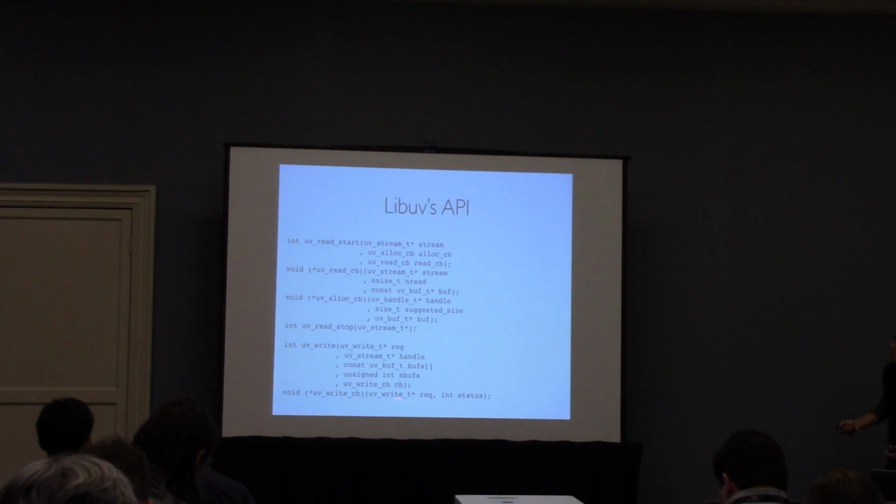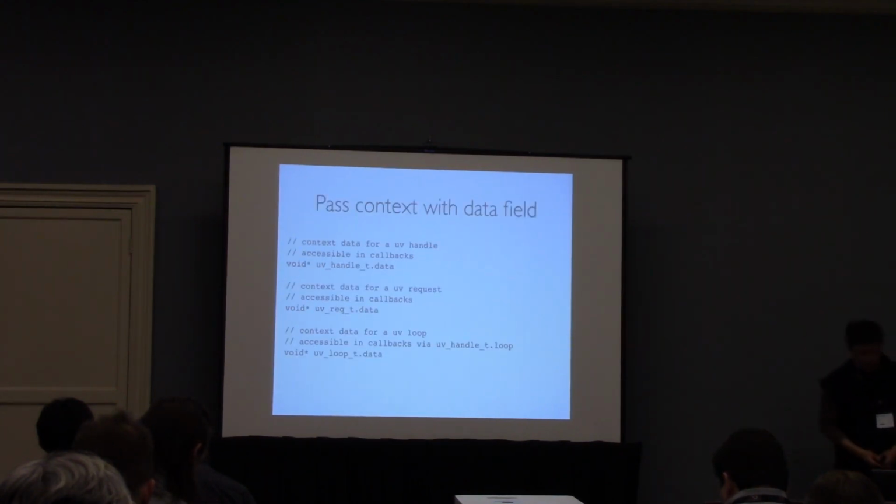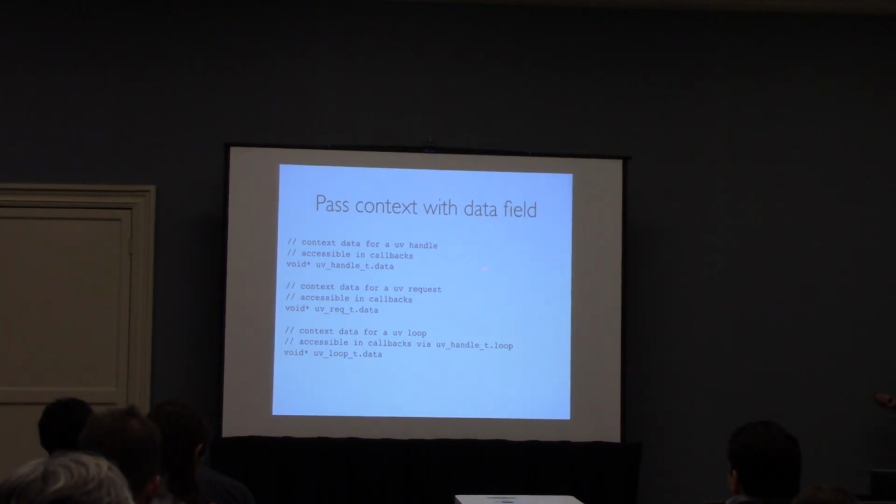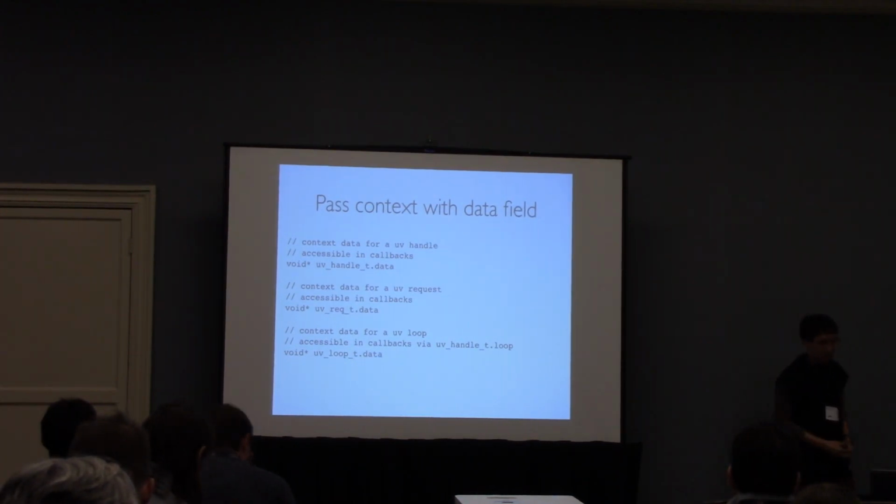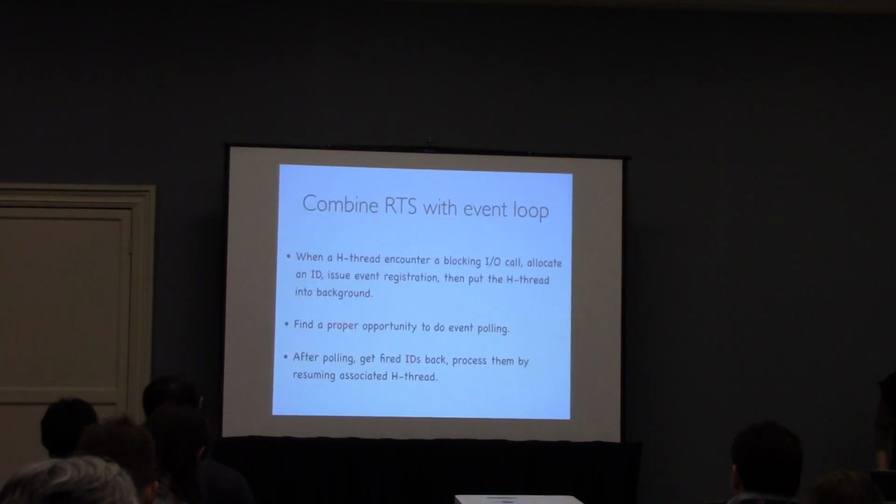And inside this write callback, you can get your request struct back. So you can pass some context between the write function call and the callback. Okay, so this is basically it. Now this is how we pass the context from the I/O operation to the callbacks. There are lots of data fields in all these structs. It's quite unified in the libuv design. So okay. Now the problem is how can we combine the GHC runtime system with this event loop?